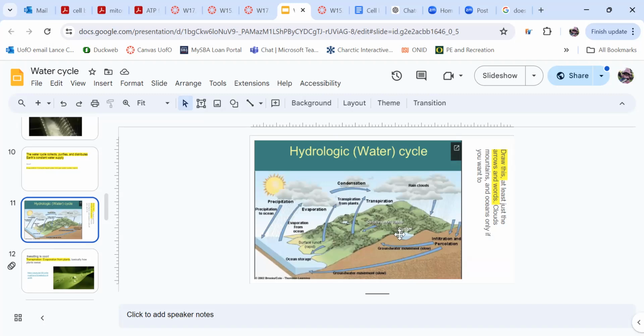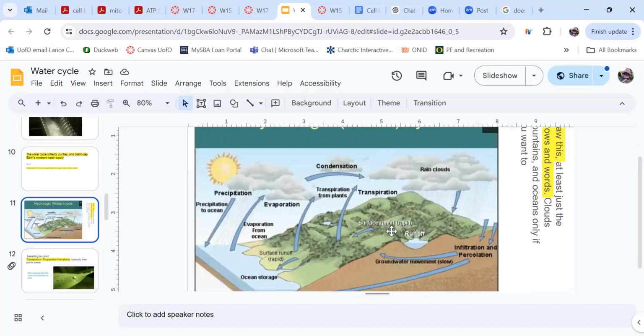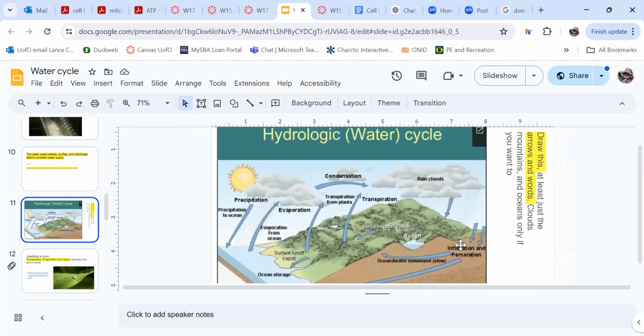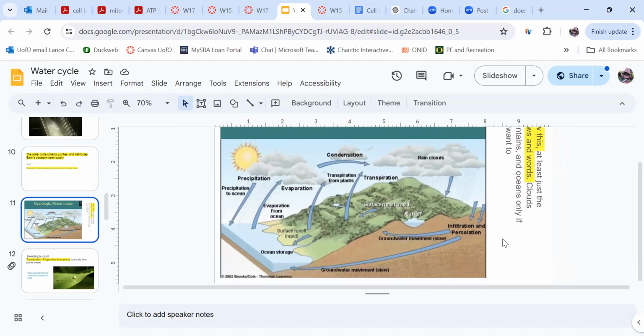I think it's best to copy down this cycle here because this is everything you need, right? It's got precipitation. It's got evaporation, which is water going up to the atmosphere. It's got condensation, which is water turning from its gaseous state to a liquid state. It's got the rain clouds, rain, which is precipitation. It's got runoff. What does that say right there? Oh, surface runoff. Got infiltration. It's got percolation. Yeah, this is great.